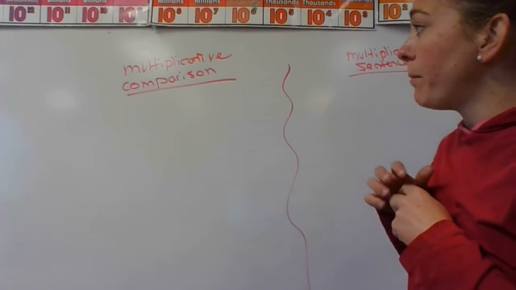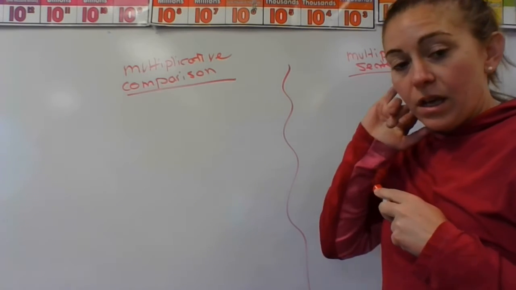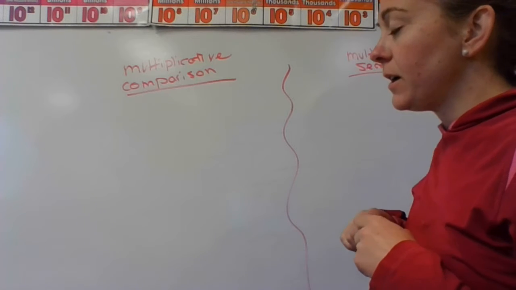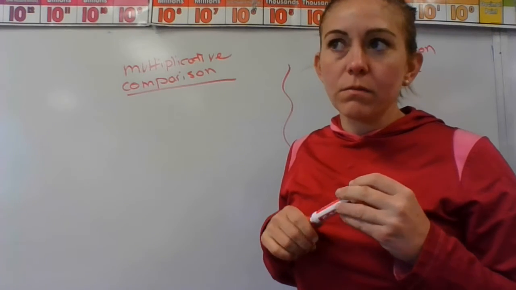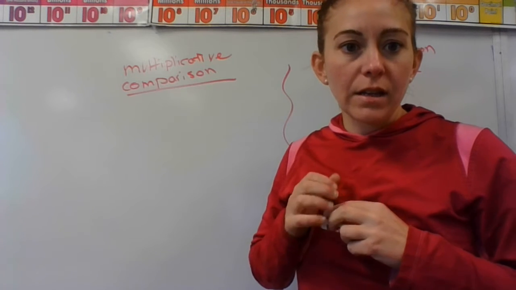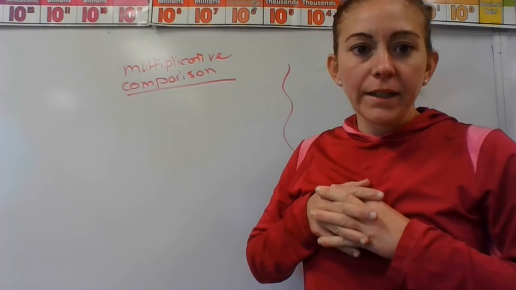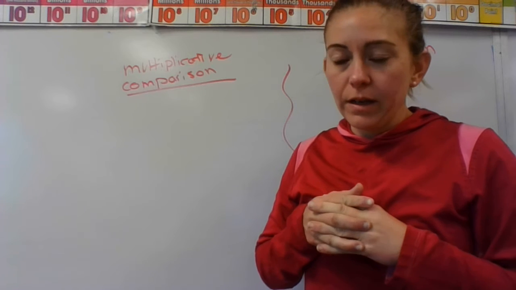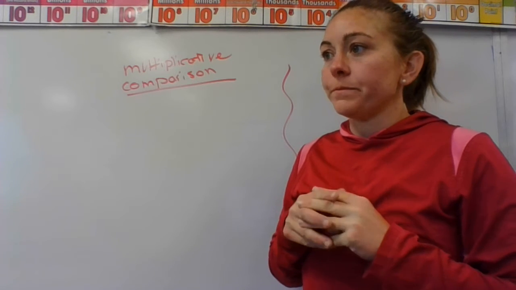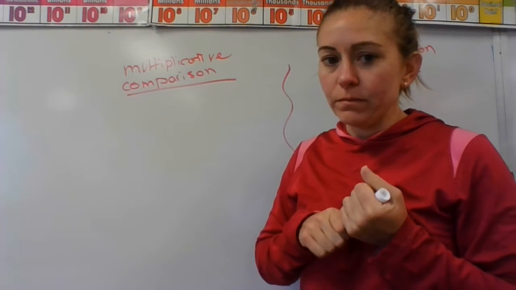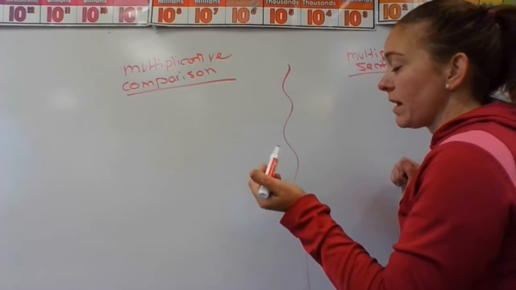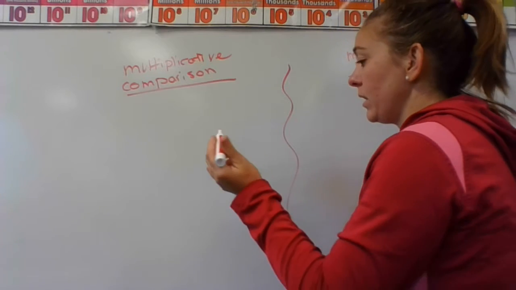So a multiplicative comparison is where you're saying something like, my mom is three times as fast as I am, or my dad is twice as tall as I am, or my mom has read five times as many books as I have. So you would write this out. Let's just do one example really quick.